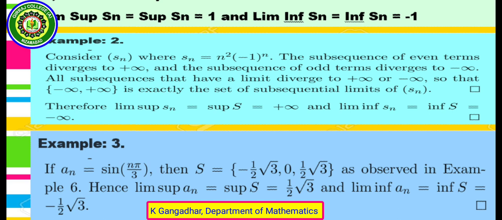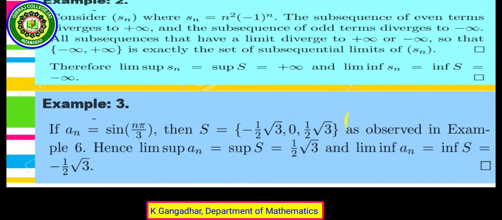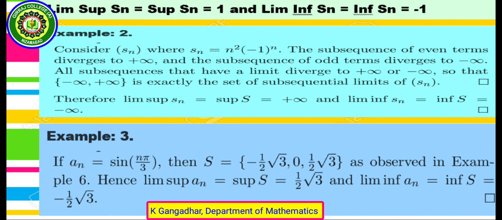Positive and negative terms are there. The negative values tend to -infinity and the positive values tend to +infinity. This means the terms of the sequence lie between -infinity and +infinity. So -infinity is the least term, and we say that the limit infimum of Sn equals -infinity, and +infinity is the highest term. So the limit supremum of Sn, which is the supremum of Sn, equals +infinity. This way we define limit supremum and limit infimum.